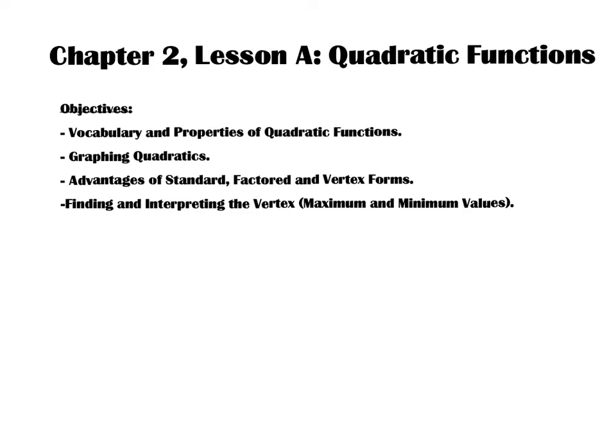Everybody, Chapter 2, Lesson A on Quadratic Functions. We're going to do a little vocabulary and properties of quadratic functions, graph a few quadratics, look at the advantages of standard, factored, and vertex form, and then interpret the meaning of the vertex, which is a maximum or a minimum value based on some other attributes of that given quadratic. So let's go ahead and get started.